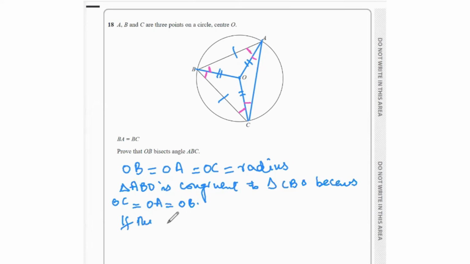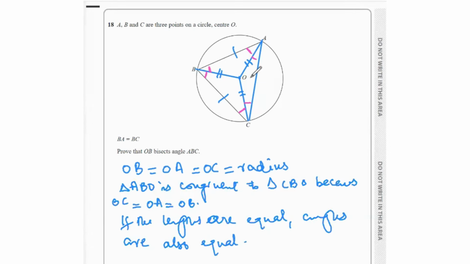If the lengths are equal, angles are also equal. Which means angle OBC is the same as angle OBA. So if they're the same, that means OB is bisecting angle ABC, because if they're both the same, it's symmetrical. So that's how you show it.